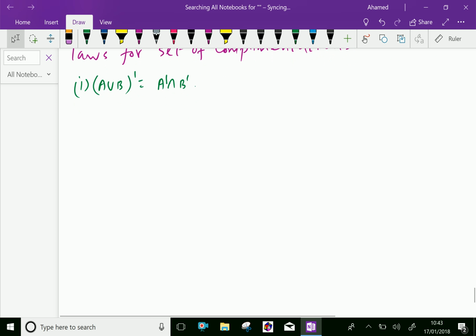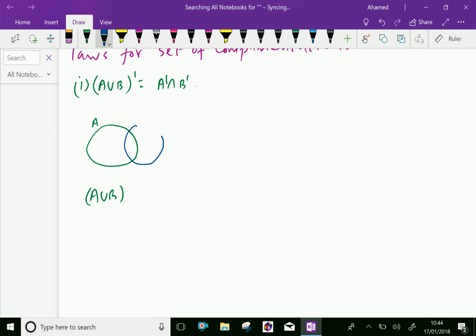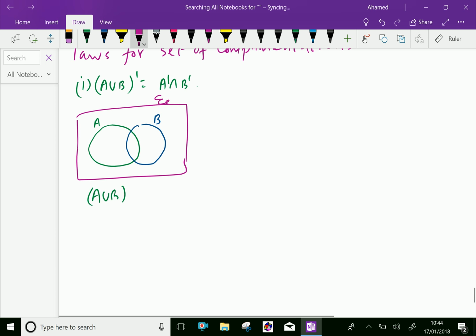First, A union B. We'll do A union B first. Here, draw for A, then draw for B, then draw the universal set like a rectangle. Now, shade the A union B area, which is connecting both, meaning this one.